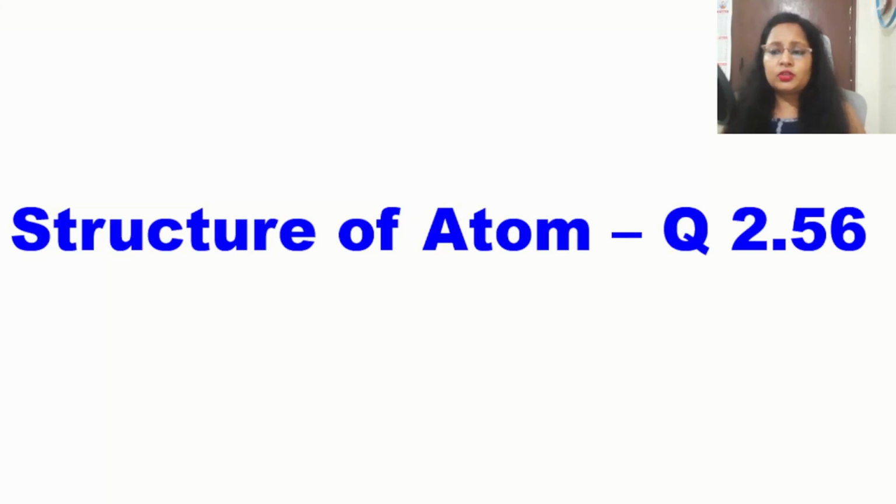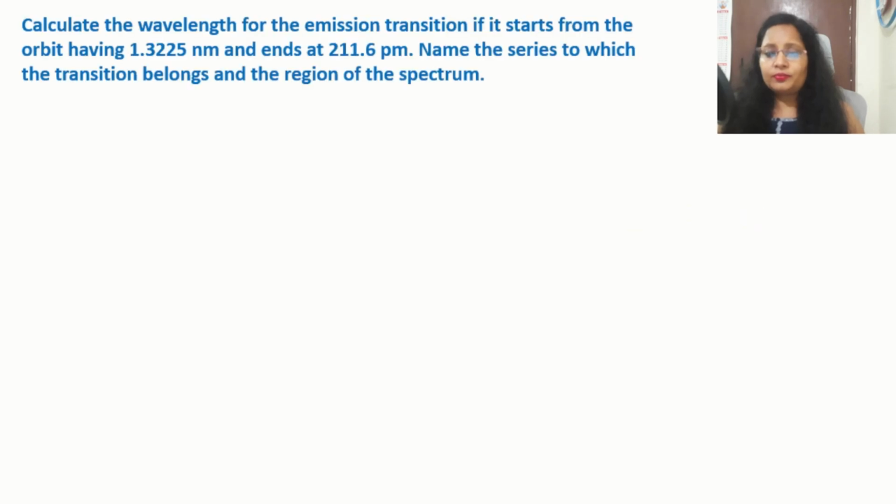Friends, today's video is question number 2.56 from the NCERT textbook, class 11, and the chapter name is Structure of Atom. So let's check the question. Calculate the wavelength of the emission transition if it starts from an orbit having radius 1.3225 nanometer and ends at 211.6 picometer. Name the series to which the transition belongs and the region of the spectrum.